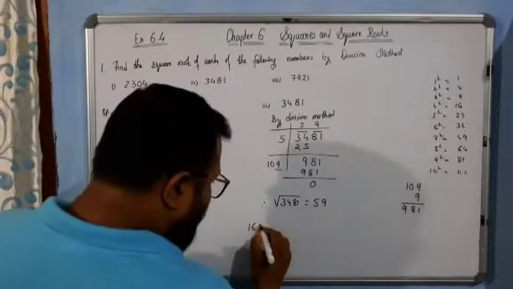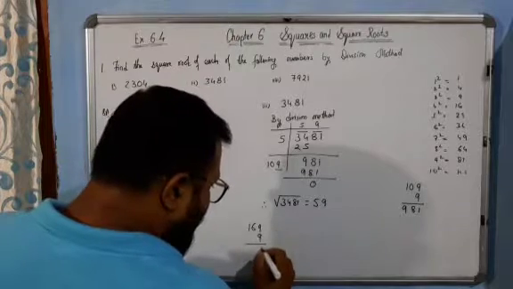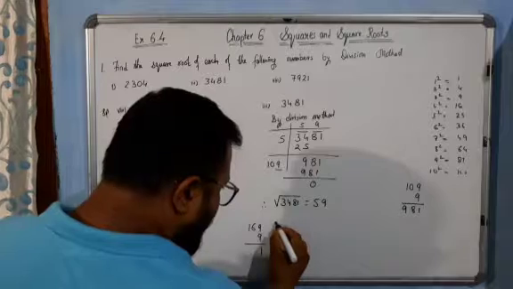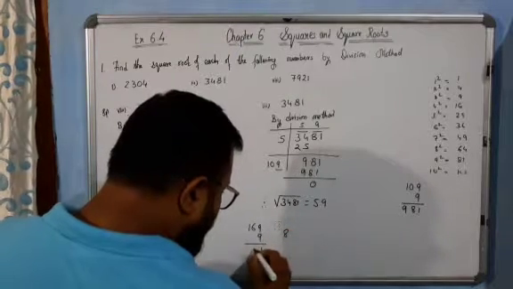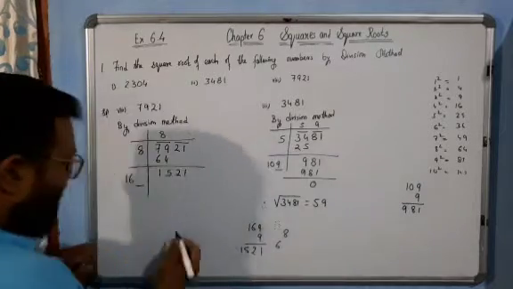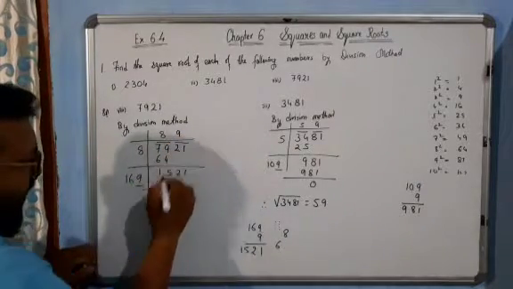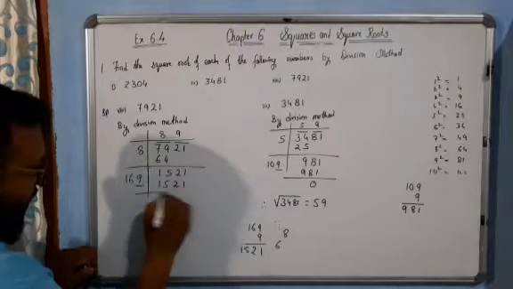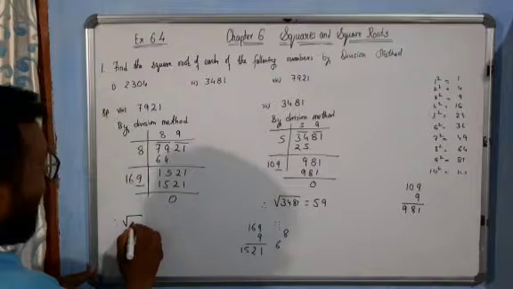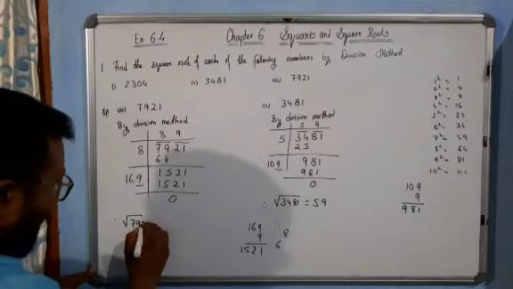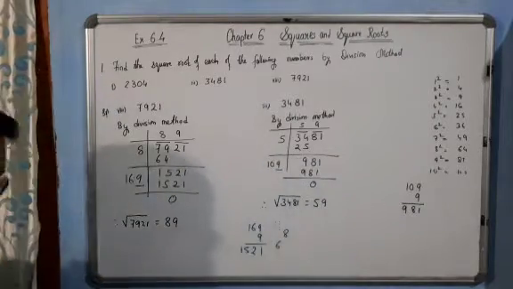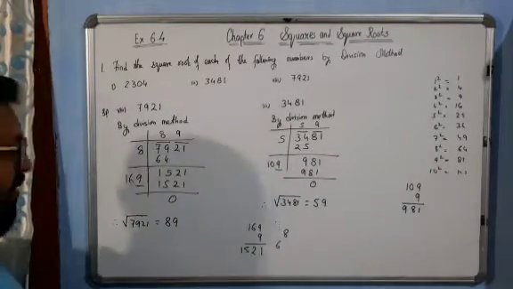So 169 by 9. 9 9 is 81, 1 carry 8, 9 6 is 54, 62, 2 carry 6, 9 1 is 9, and 6 is 15, 1521. So we are getting 1521, remainder 0. So ultimately the square root of 7921 by division method we are getting 89. So this is very simple, you need not worry about that one.